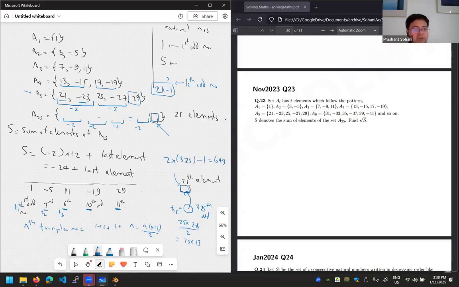And then what about the sign? So the sign is just alternating, right? The first was positive, the second was negative. So you see every odd position has a positive sign. So first, third, fifth, like that, the 25th will have a positive sign. So therefore this is positive. This was the last element of my set. This last element I can plug back into my expression, and so I'm going to get this as 649, and so therefore my S is 625, and what they have asked is to find the square root of S. So the square root of S is 25.